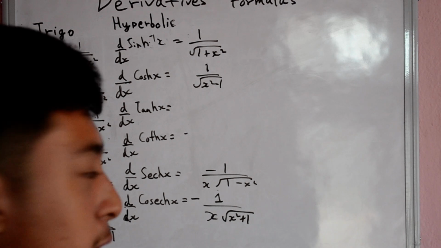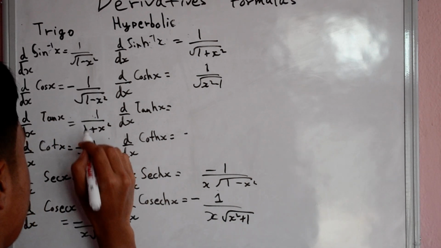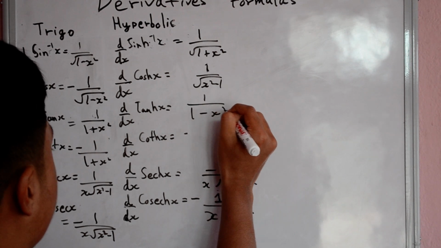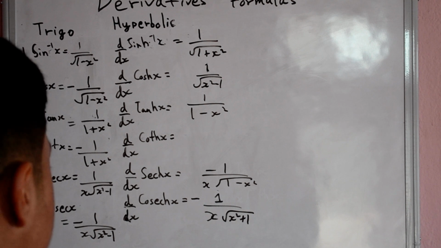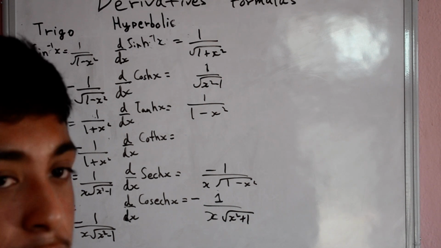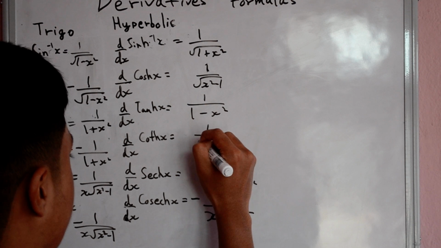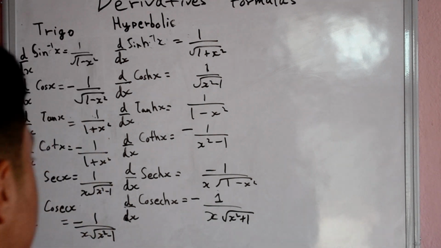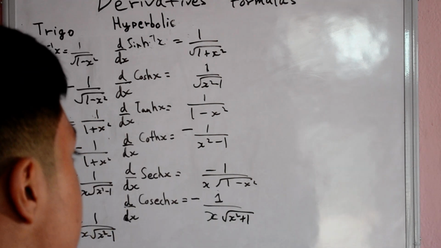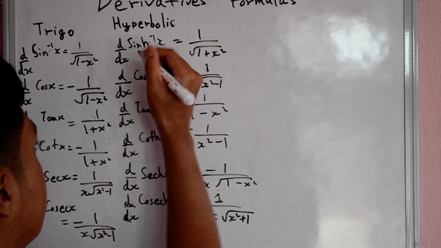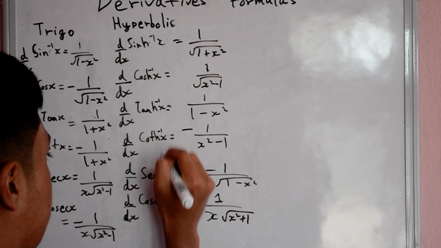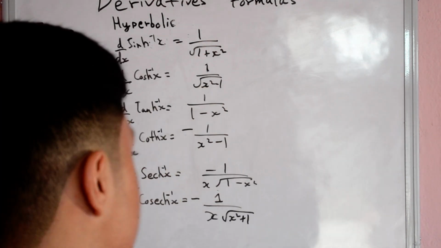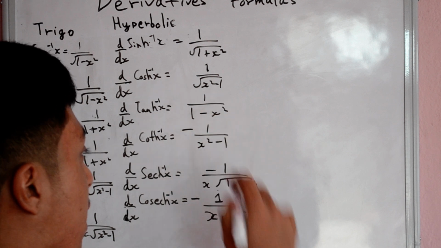And for tan hx, it is quite simple. What you do is you change the plus to a minus. So 1 by 1 minus x squared. And for cot hx, this one kind of doesn't have a pattern, but if you notice, for tan h inverse x, you can see it's 1 by 1 minus x squared. And for cot h inverse x, it is minus 1 by x squared minus 1.